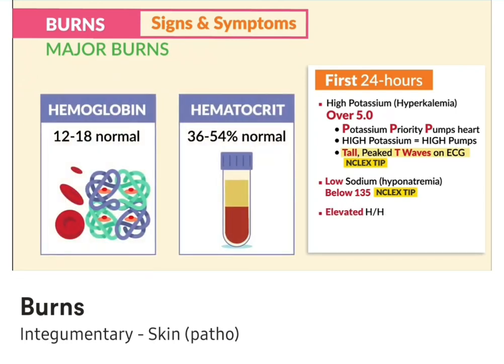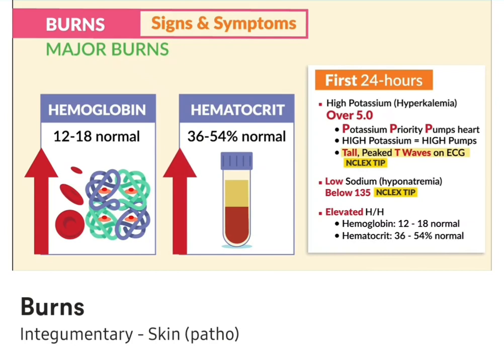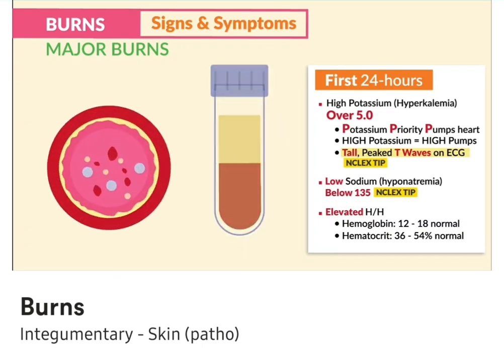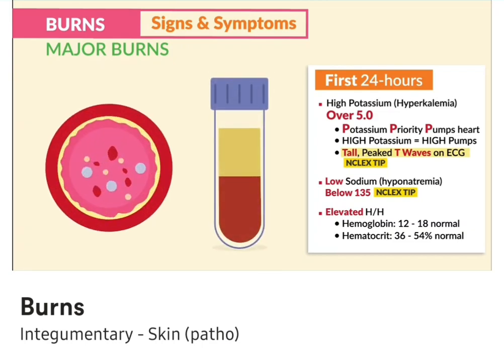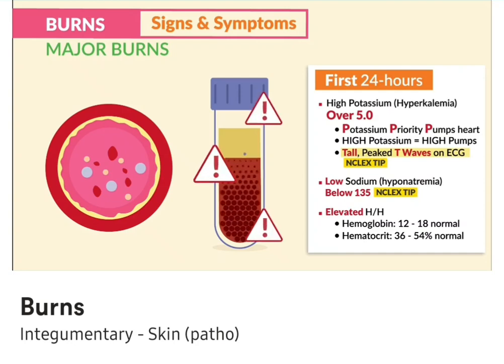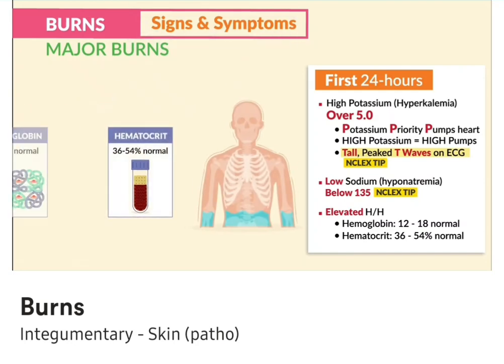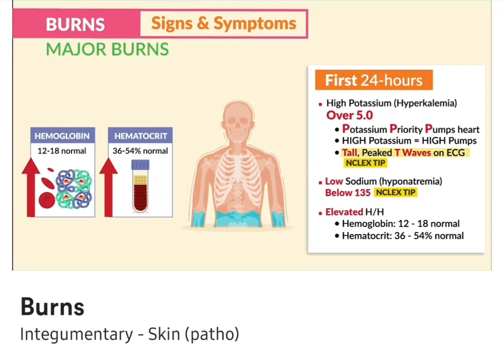Now lastly, elevated H&H. So we'll see a hemoglobin that is elevated, normally between 12 and 18, and hematocrit is normally between 36 and 54%. But naturally, both of these will be elevated due to the low blood fluid volume, that hypovolemia, making the remaining blood very thick and hemoconcentrated. So that's why we see an H&H that is high when the body is dry.